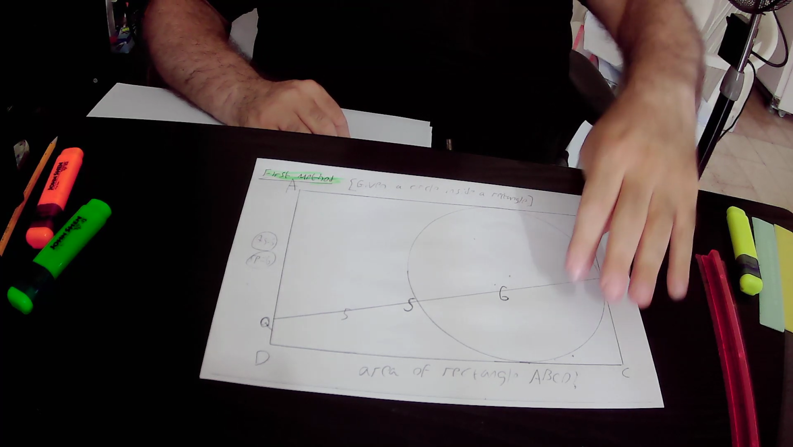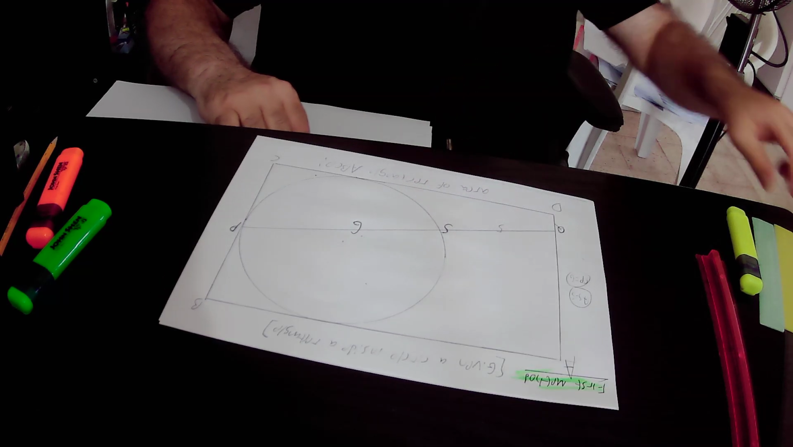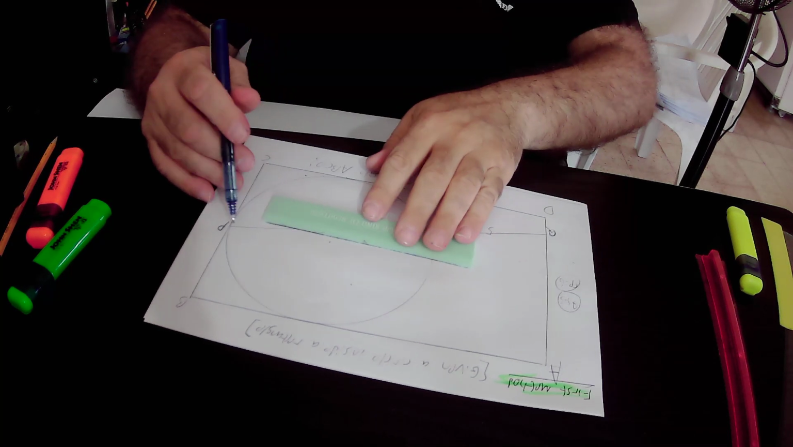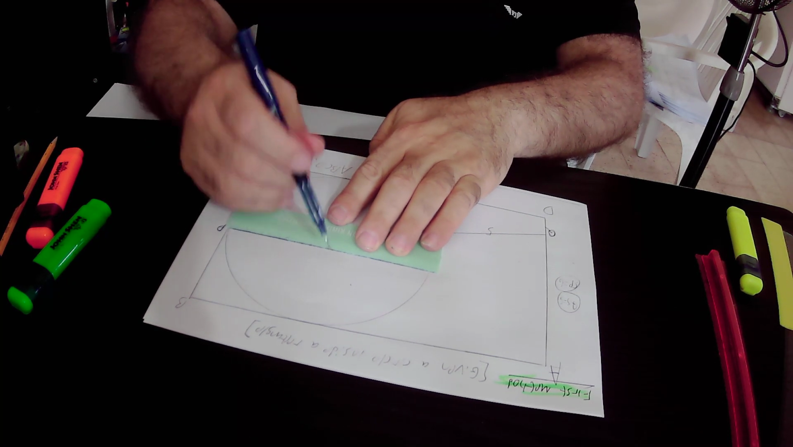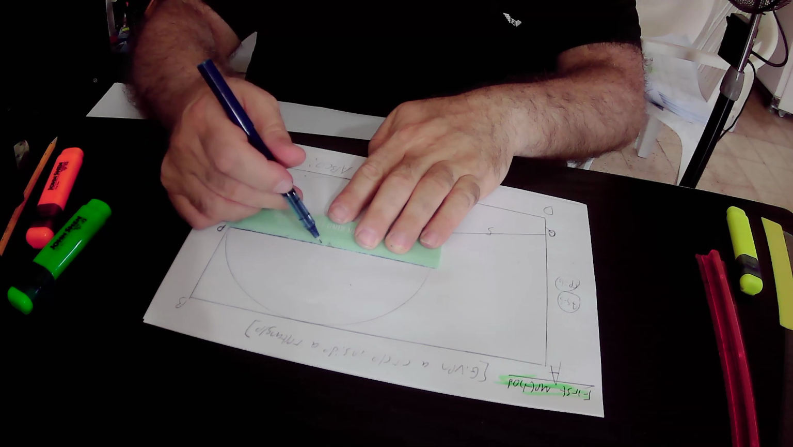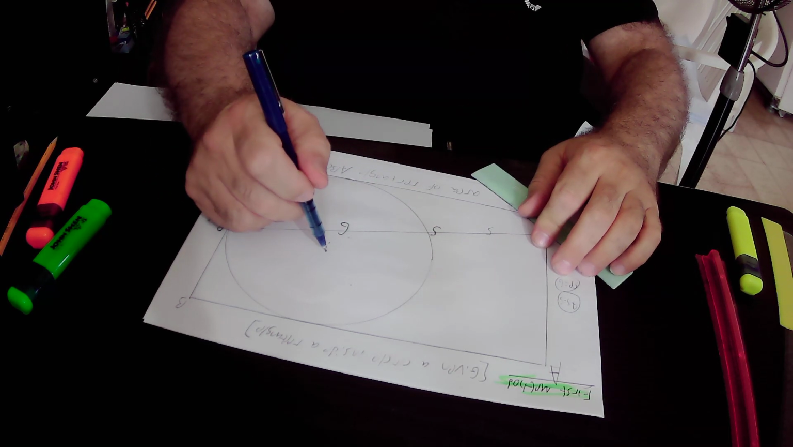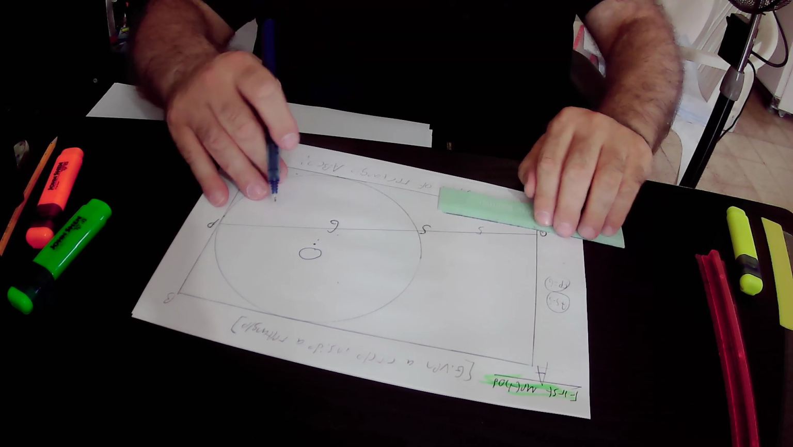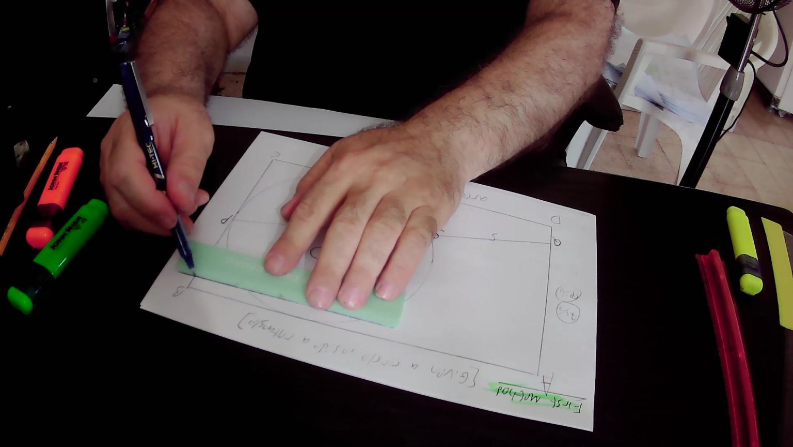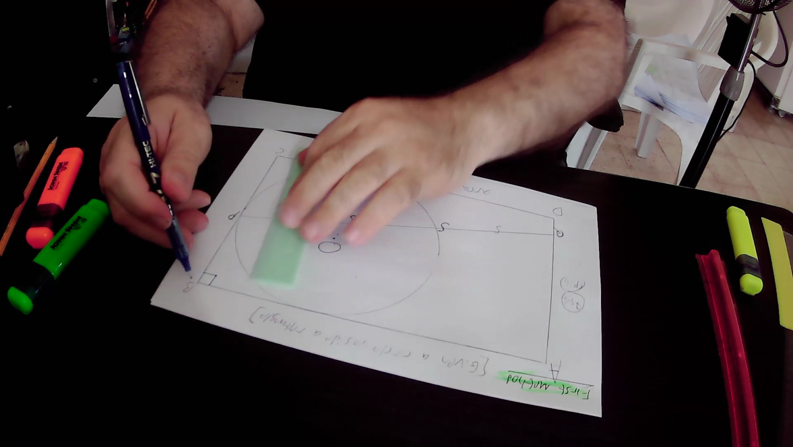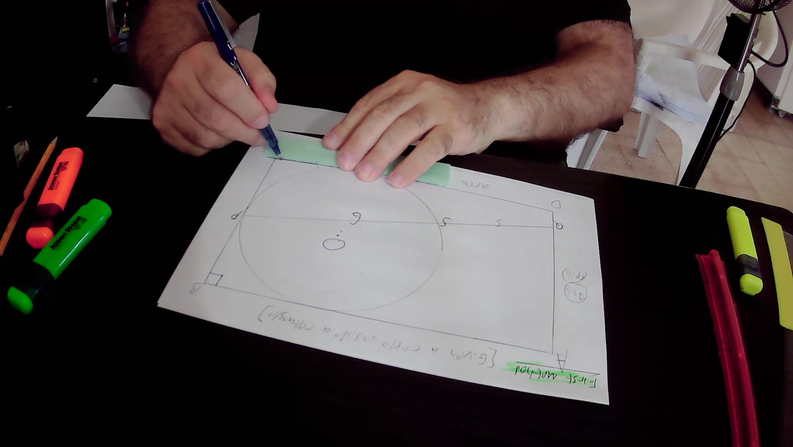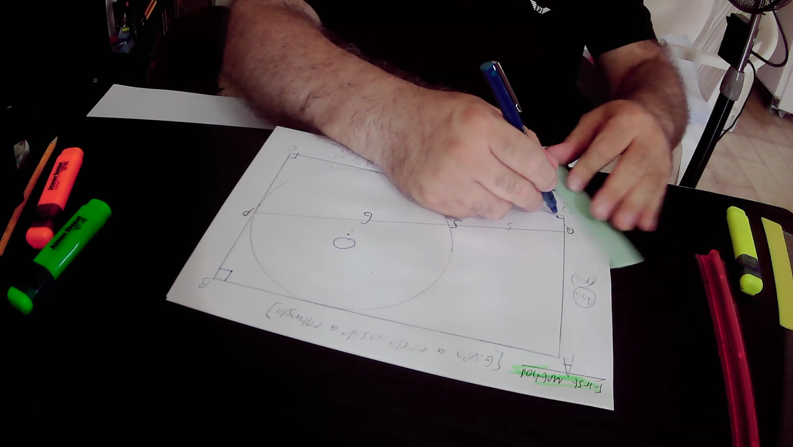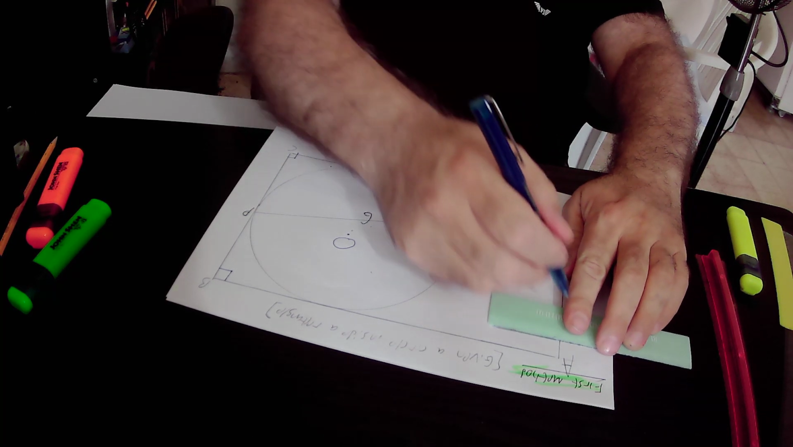So first of all, we define the center of the circle as point O. Point O is the center of the circle. We know that all the angles inside the rectangle are right angles, so this angle equals 90 degrees, this angle equals also 90 degrees, this angle equals 90 degrees, and this angle also equals 90 degrees.